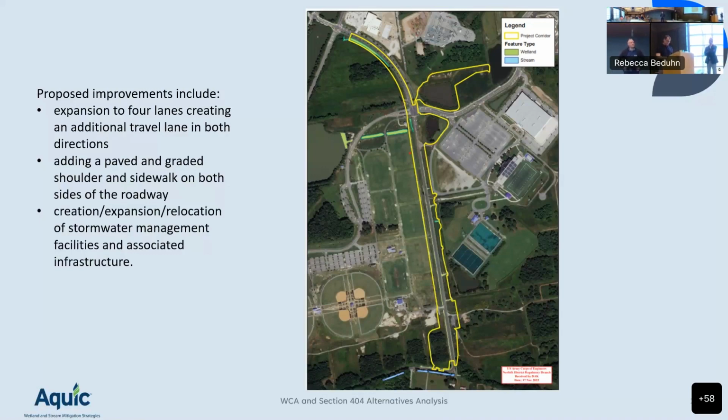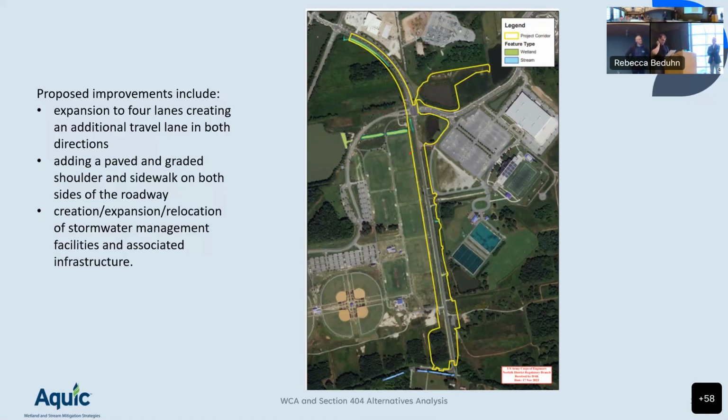The applicant proposes to make improvements to a road that would provide additional capacity, improve safety, and better facilitate movement of motor vehicles at intersections and entrances in the project corridor, which is outlined in yellow there. The proposed improvements include creation of a southbound right turn lane, expansion of the road to the south to 4 lanes, creating additional travel lane in both directions, adding a paved and graded shoulder and sidewalk on both sides of the roadway, and creation, expansion, relocation of stormwater management facilities and associated infrastructure.